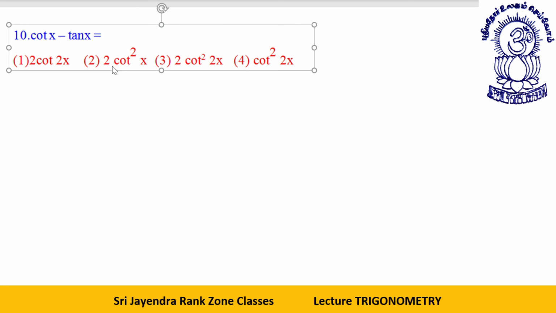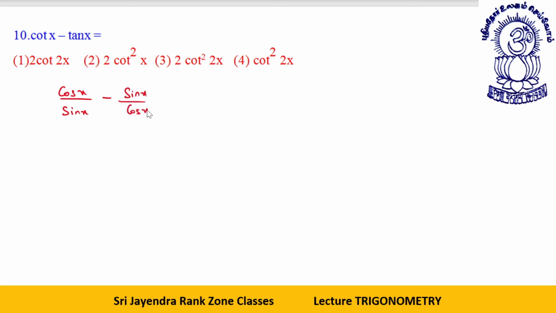Cot x minus tan x is equal to, first of all, what we will do, we will try to convert it into a form of basically pure sine and pure cos only. See, cot x is what? Cos x by sine x. Tan x is what? Sine x by cos x. So what will happen now, dear students? This becomes cos square x minus sine square x upon sine x into cos x.